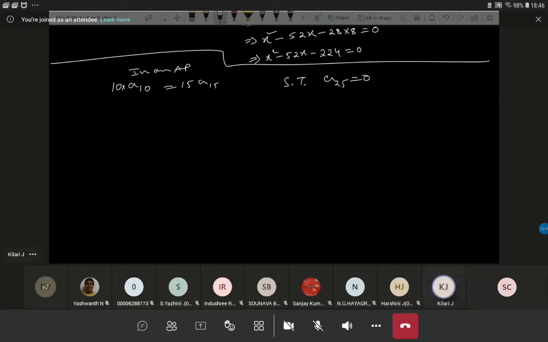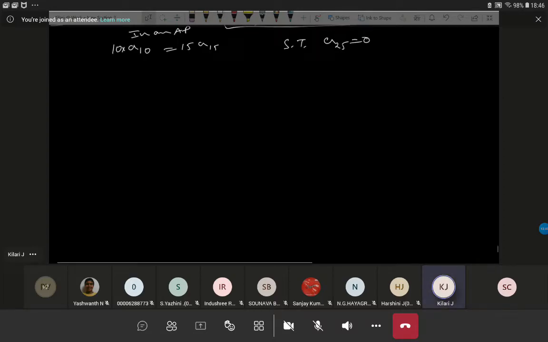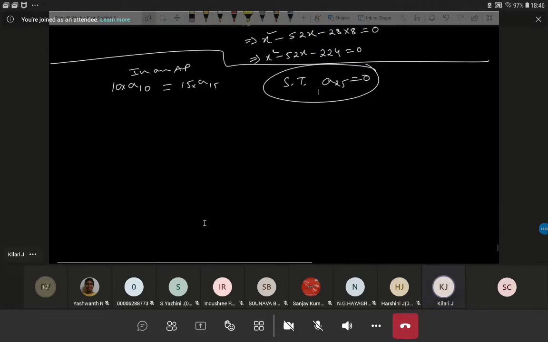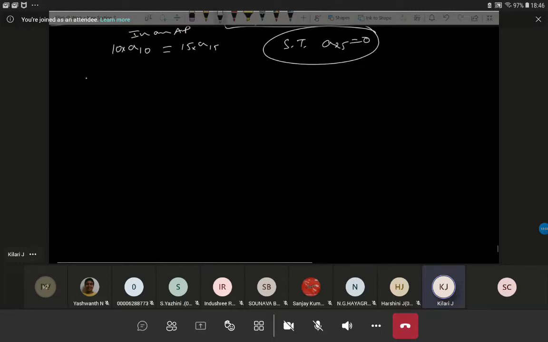Visible or not? All of you observe here: in an AP, 10 times the 10th term is the same as 15 times the 15th term. It's 15 into A15. This is given. We are supposed to prove that its 25th term is 0. That is the question. Let us assume that the first term is A.